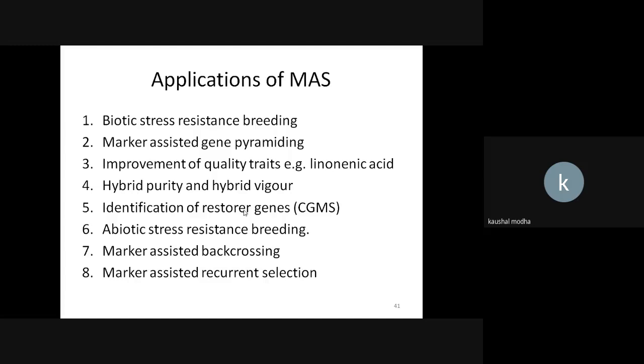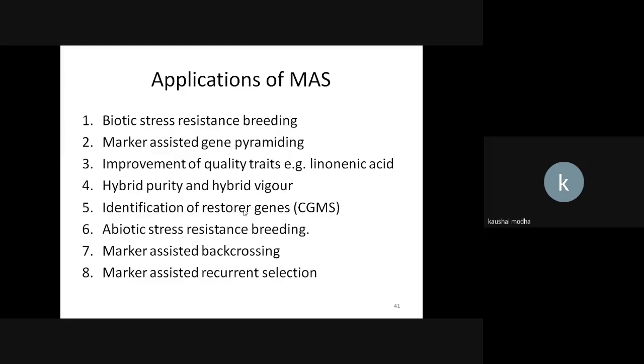You have to study pollen fertility in the hybrids. Whichever genotype is able to restore fertility in F1, F1s are fertile, then you say that that germplasm is restorer. And wherever you get pollen sterility in F1, you say that genotype is non-restorer. So that's the conventional way.